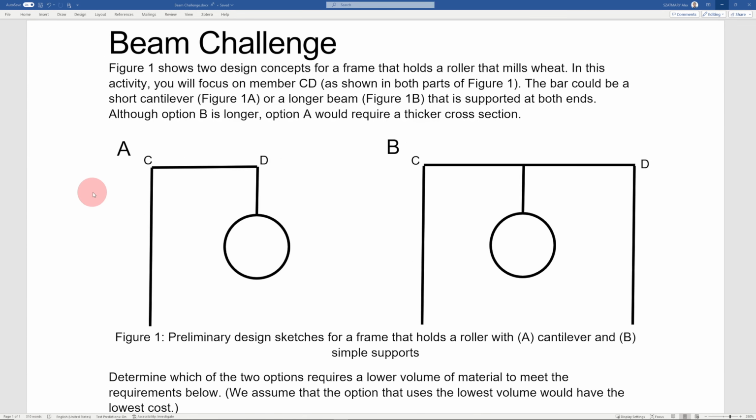For beams and columns, there are also challenge activities that help students do design on authentic structures in industry. The example here is fictionalized, but it's based on a real machine from a real factory that I've helped students do some design work with. Students would compare a couple of different options, do loading analysis, and select the cross-section for the beam.